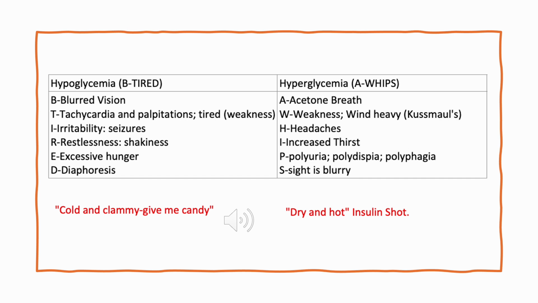R is for restlessness and shakiness, which can also happen with hypoglycemia. E is for excessive hunger, like that polyphagia we've talked about. And D is for diuresis, again because the sympathetic nervous system is activated when your blood sugar goes low. And there's a phrase: cold and clammy, give me candy, because you're going to have to give some sugar to somebody that's hypoglycemic, and we're going to go into more detail about that.